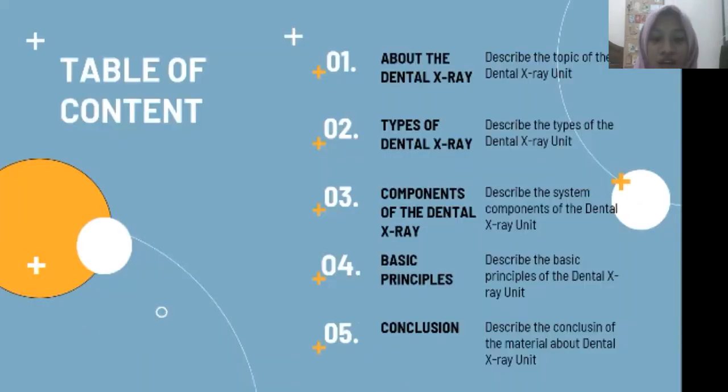So first of all, let me summarize the contents of my lecture on dental X-ray. First, describe the dental X-ray. Second, types of dental X-ray. Third, components of dental X-ray. Fourth, basic principles of how dental X-ray works. Last is the conclusion.